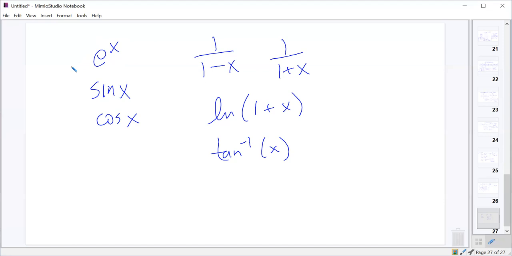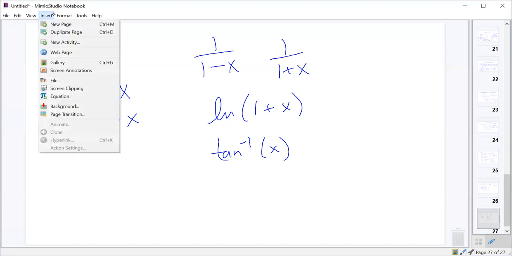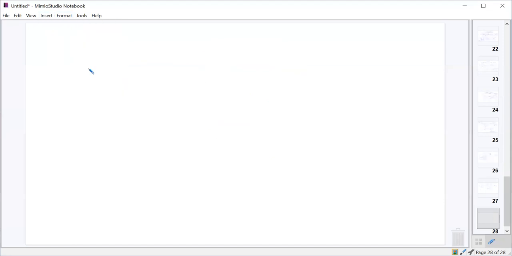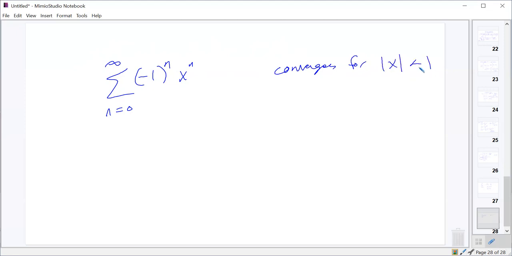But if you have something like 1 over 1 plus x, right? Your series for 1 over 1 plus x, which we know is the sum from n equals 0 to infinity of negative 1 to the n times x to the n. This one converges for absolute value of x less than 1.